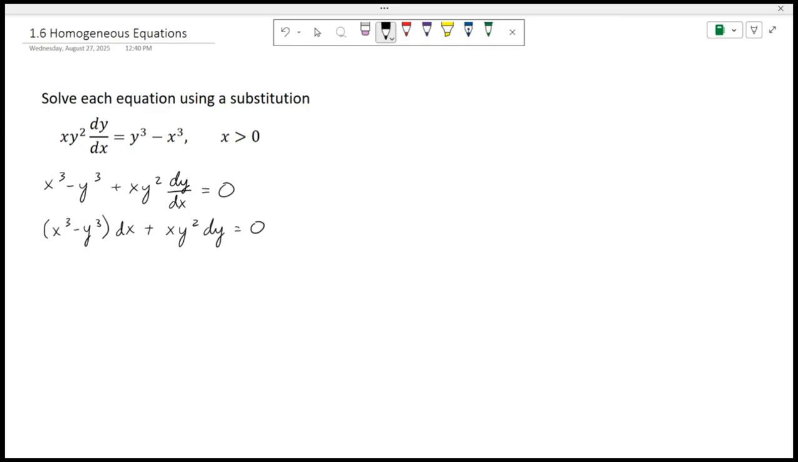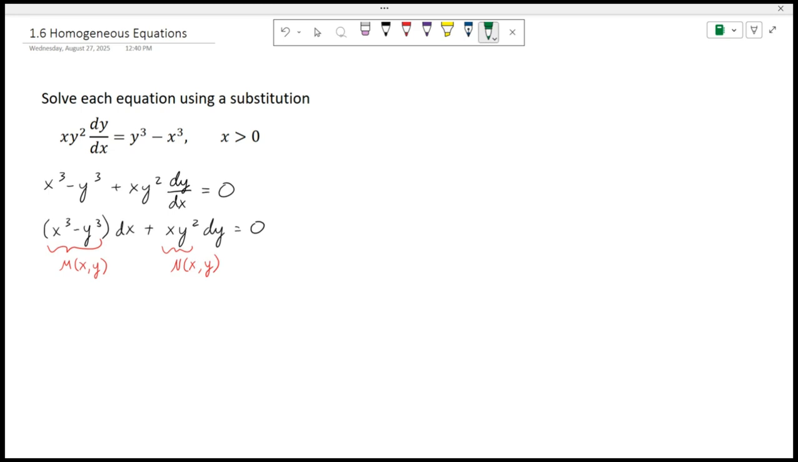And so I want to try and use a substitution for when the coefficients on the dy and the dx are homogeneous. So I'm going to double check to make sure that that's actually the case here before I commit to that method. So this first coefficient here, x cubed minus y cubed, would be M of x, y. And then the xy squared that's multiplying dy would be N of x, y. I'm choosing this the same way I would for an exact equation. What's multiplying dx is your M, and what's multiplying dy is the N.